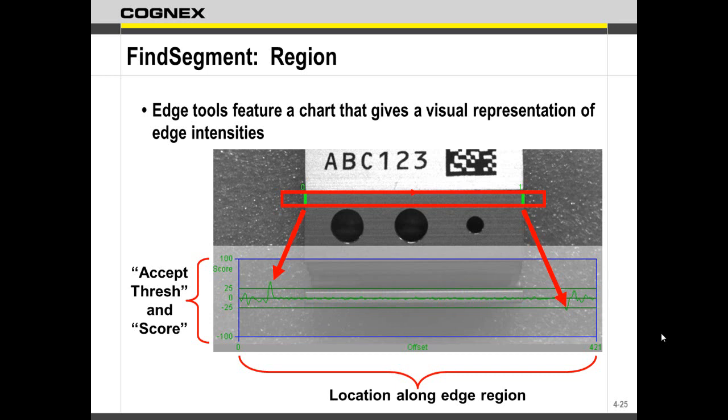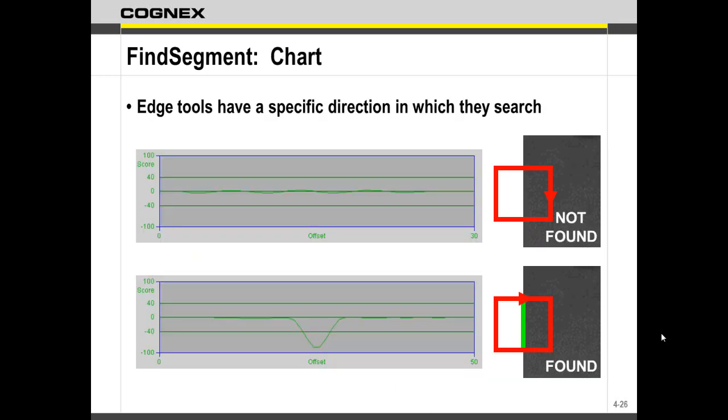Positive means you're going from dark to light. Negative means that you're going from light to dark. That's all that it means. Now, our arrow needs to be perpendicular to the edge being found.